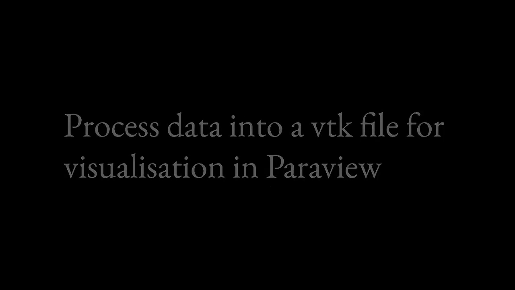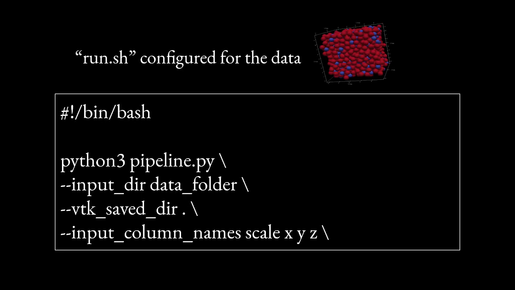Then you need to process data into VDK files. This involves running run.sh. In run.sh, you can set a configuration of how you want to visualize the particles. You will need to specify the folder location containing the data files, folder location to save the processed VDK files, and columns inside data to tell the program which column corresponds to which variables. In this case, there is scale, X, Y, and Z. You can also add other arguments for customization.